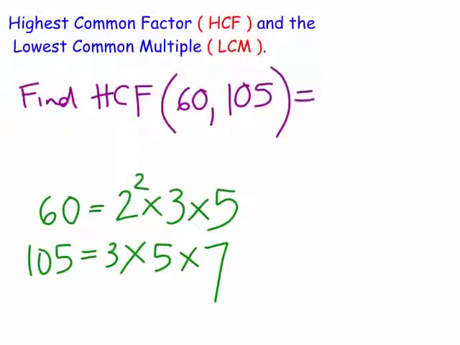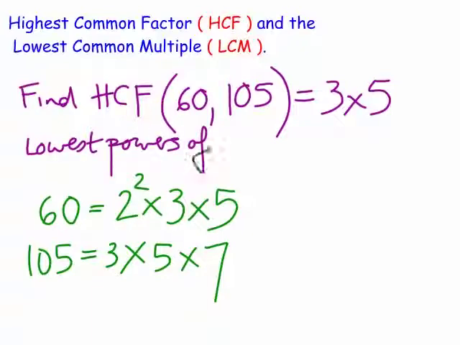So what we do is we just write down the common primes to start with. So it's 3 and 5. And then we look at the powers. Now we have to use the lowest powers of the common primes. So I'll just write this here. It's the lowest powers of the common primes.